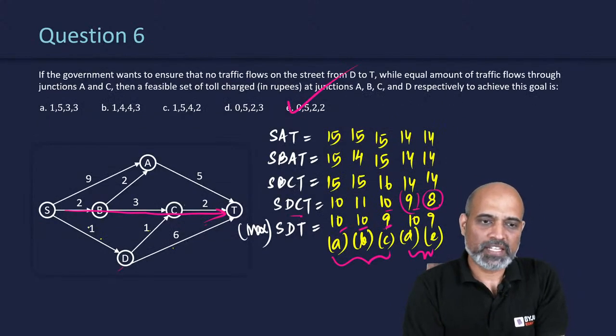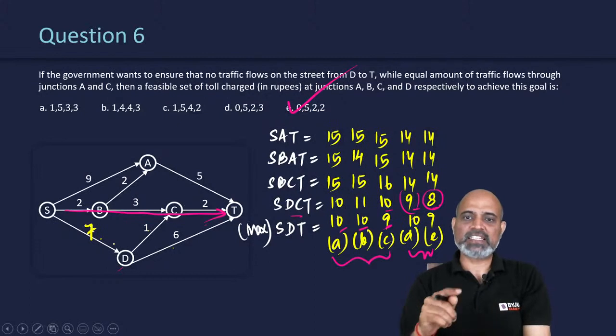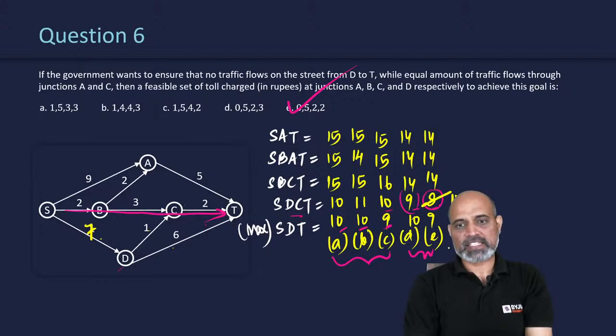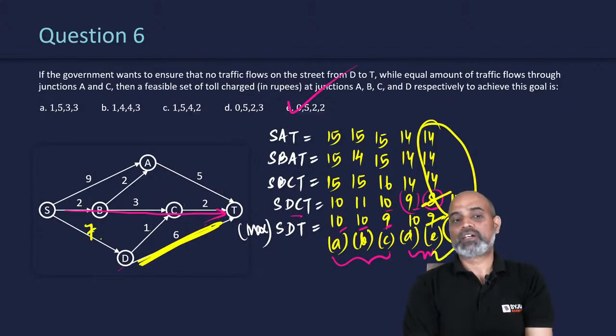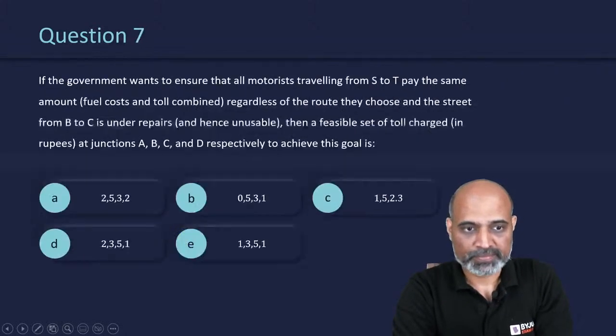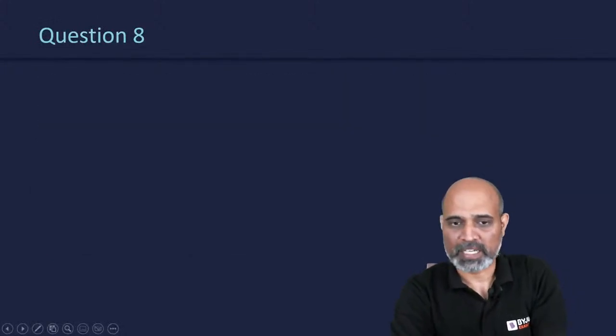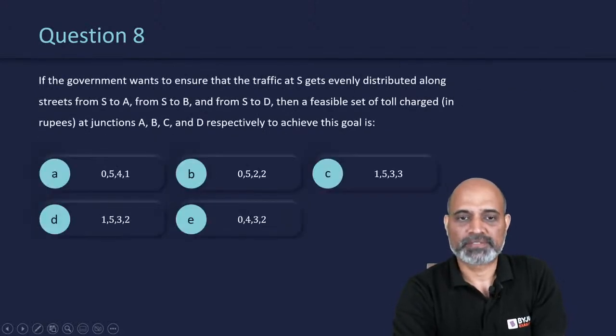So what if I change this to 7? If I change this to 7, I increase it by 6. So SDCT and SDT, they both will increase by 6. Right? So if this increases by 6, this becomes 14, and if this increases by 6, this becomes 15. So people will take all the routes, will not take the SDT route. E becomes our answer. So that was the typo there. Okay? So in the next question, we will remember the typo. Okay, let me check the previous one. 0531. Yes, this is 0531.